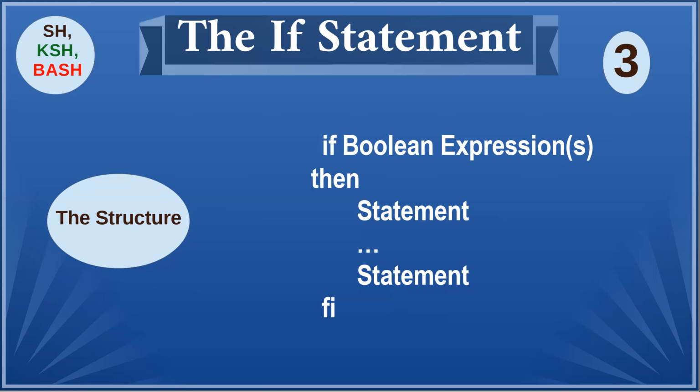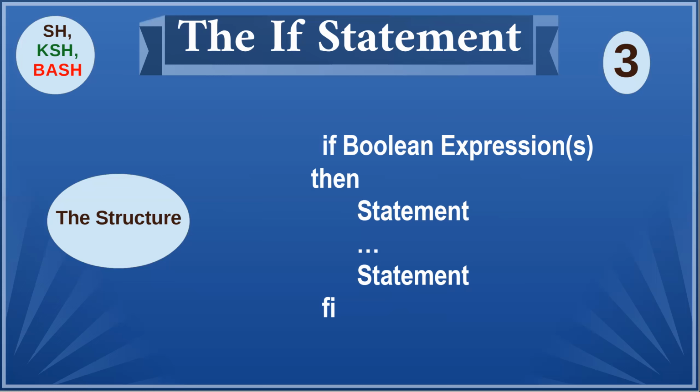Basically, it is if some Boolean expression or condition is analyzed, and if that condition happens to be true, then the statement following will be executed. The statement here is one or more statements. It could be a command, a function call, an assignment statement, more if-then-else statements, a for loop, or a while loop. The if statement checks for one or more Boolean expressions. That's why the s is there in the structure.